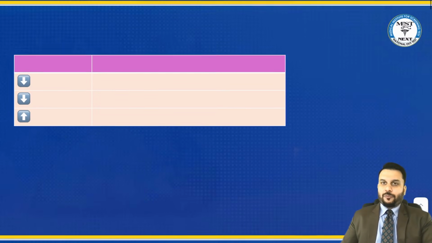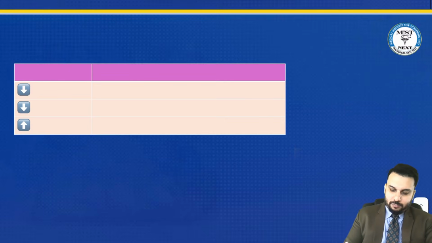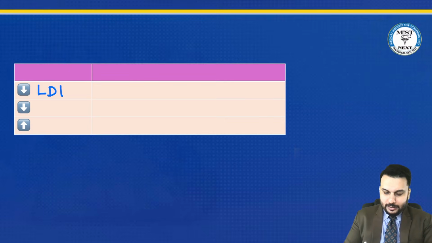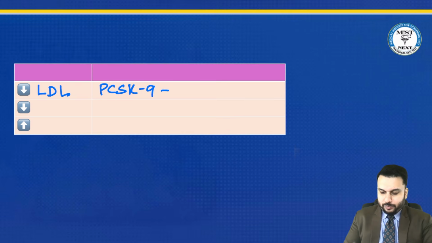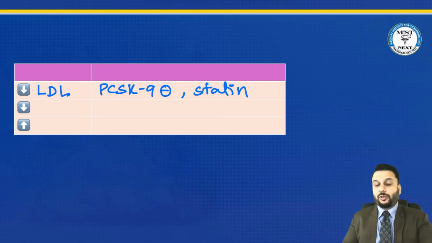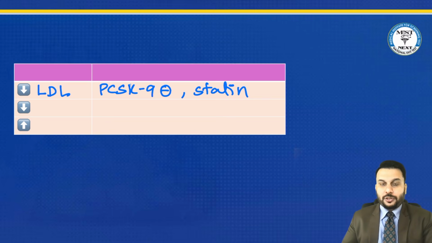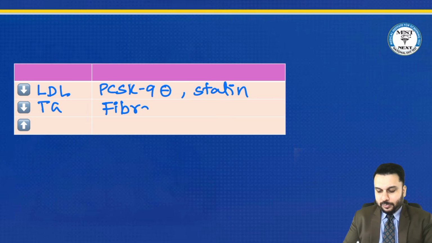Next is this. If you talk about the best medicine to reduce the LDL, best medicines are PCSK9 inhibitors, followed by the statins. Statins are also great, but overall the best drugs for LDL reduction are PCSK9 inhibitors. Next, the drugs that reduce the triglyceride, I just now told you, are called fibrates, drugs like fenofibrate, etc.